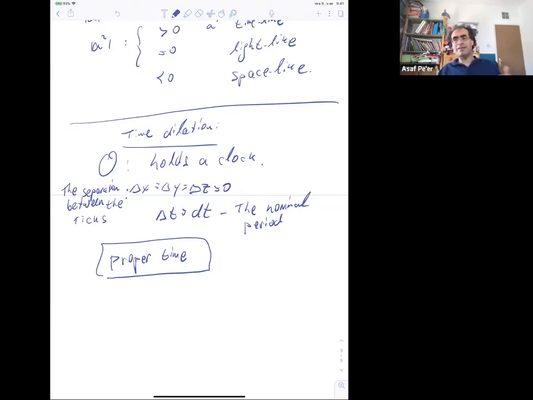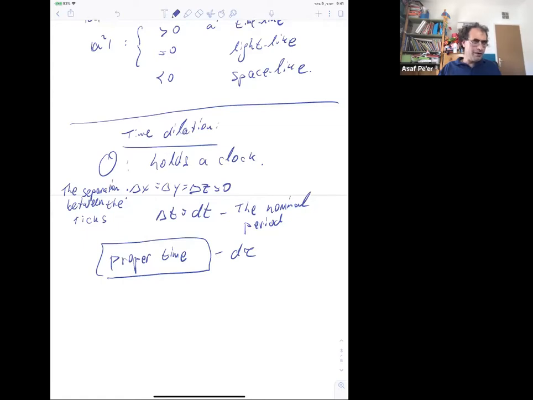Now it may be seen by us as moving very, very fast, close to the speed of light, which it really is relative to us. But from the point of view of the particle, it's not moving at all, right? So the proper time is denoted by d tau. This is just to discriminate between t and tau.